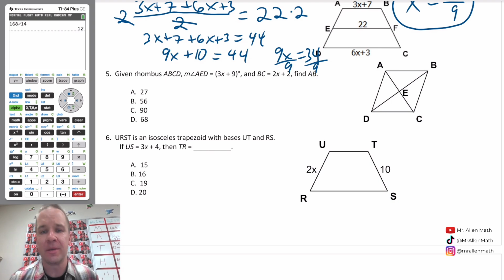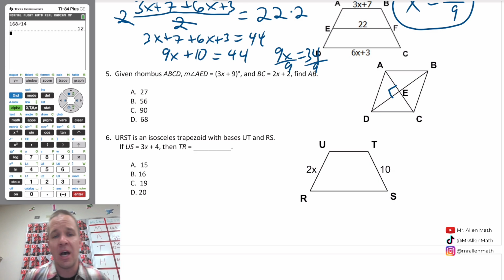Number 5, we got a rhombus. All right, important things about a rhombus. All sides are congruent. Diagonals perpendicularly bisect each other. So they split each other in half, and you get a right angle here at that angle right there, AED or AEB, whatever you want to call it. That is a right angle, okay? And my diagonals bisect the angles, which is pretty dope too. So there's a whole lot we can do here.